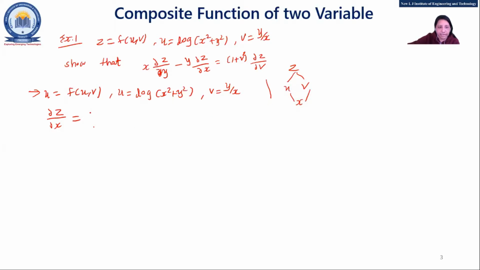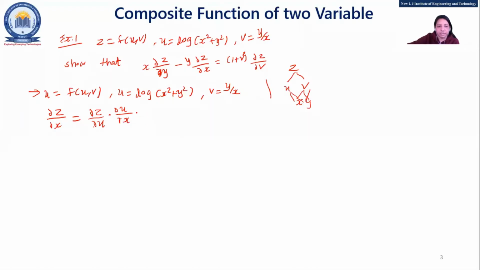So we write del z by del u into del u by del x. Here u and v depend upon both variables x and y, so we can't write it directly; they are going to depend upon both variables. So I need to write del u by del x.